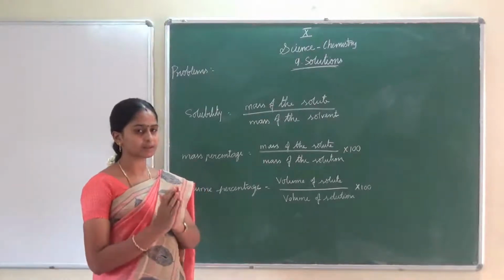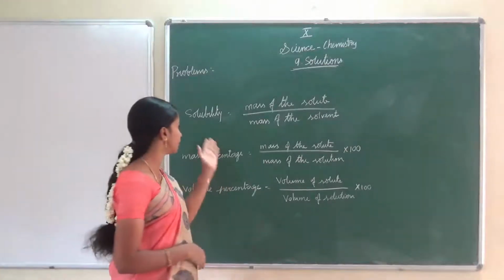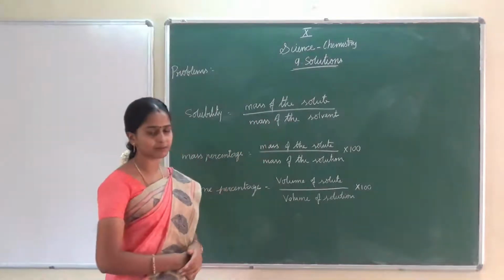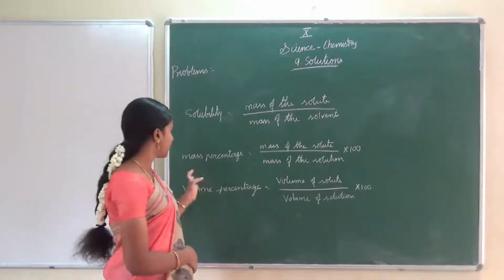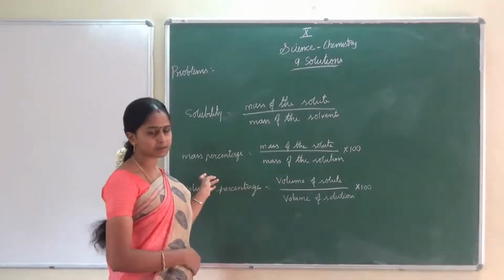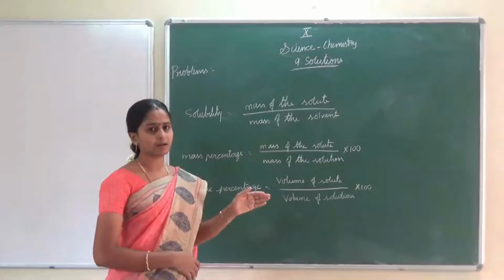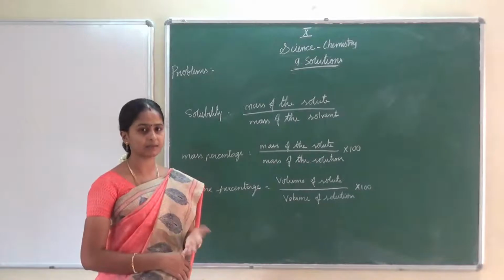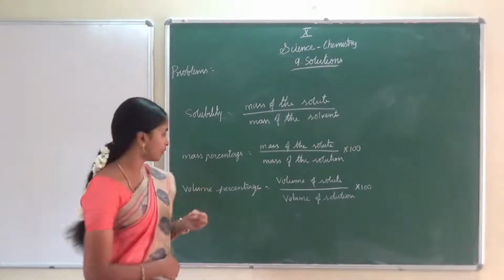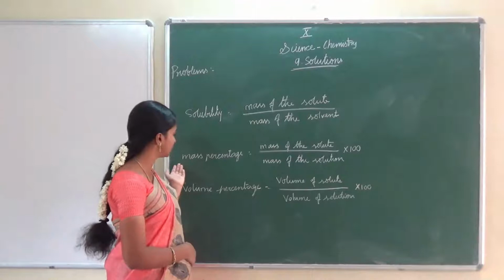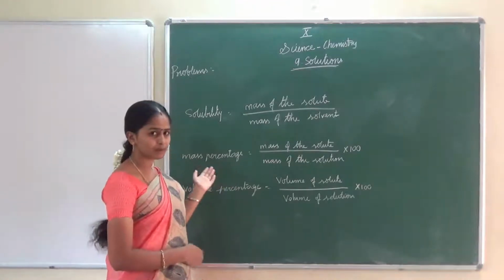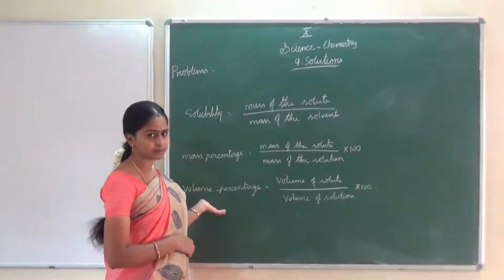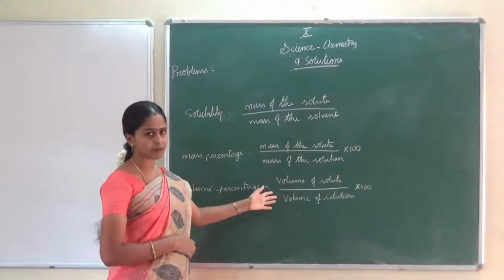If the question is to find the solubility, then the formula is solubility is equal to mass of the solute divided by mass of the solvent. For mass percentage, if they ask how much solute is needed to prepare 50 gram of NaCl solution, we have to use mass percentage. You must read the question to see whether they are asking mass percentage or volume percentage. Based on that you have to write the formula.